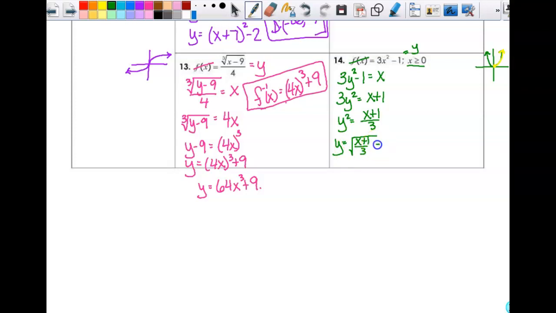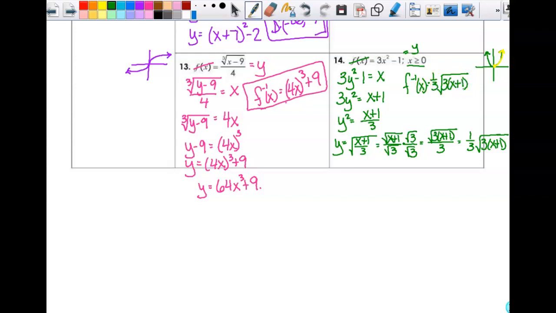Well, I can't have a fraction in there. So this is the same thing as the square root of x plus 1 over the square root of 3. And so I'm going to rationalize this, square root of 3 over the square root of 3. So this gives me the square root of 3 times x plus 1 all over 3. And then I can look at that as 1/3 square root of 3 times x plus 1. Okay, that means my f inverse of x is equal to 1/3 square root of 3 times x plus 1.